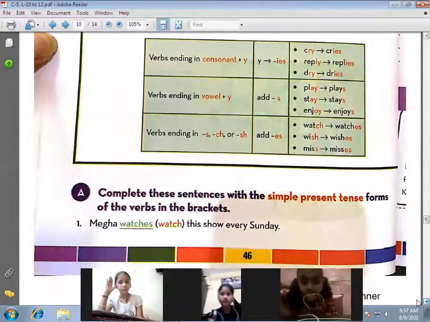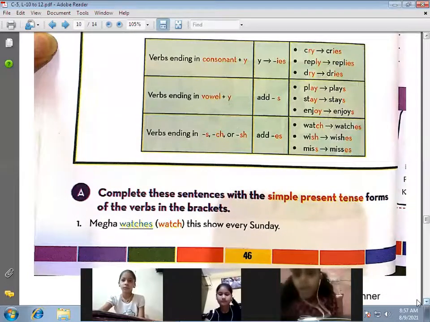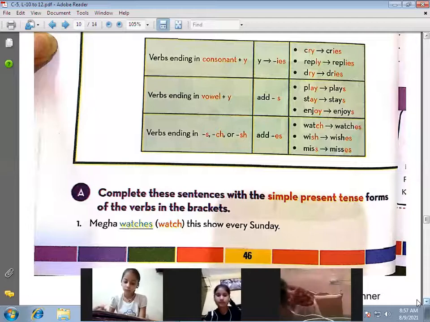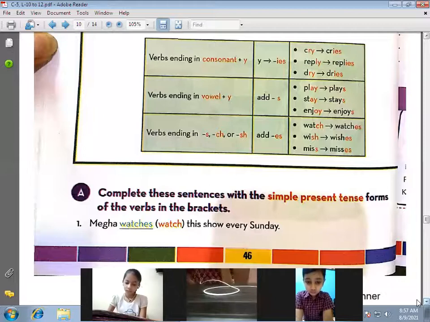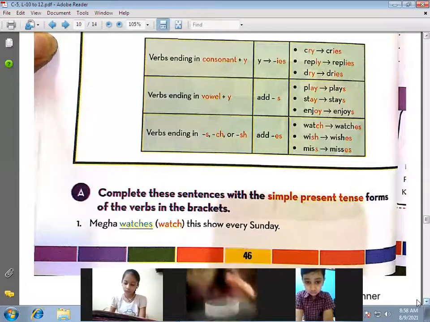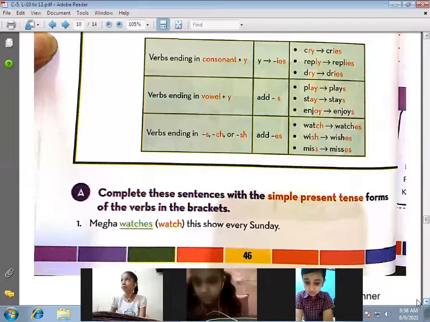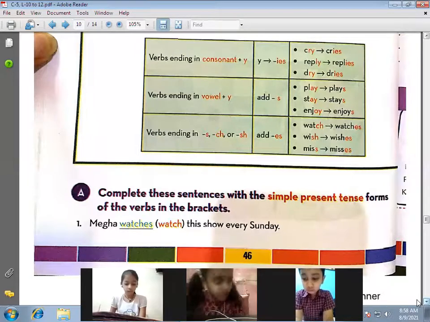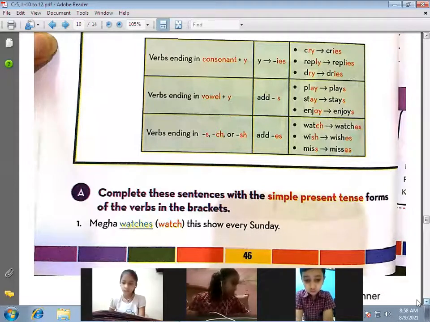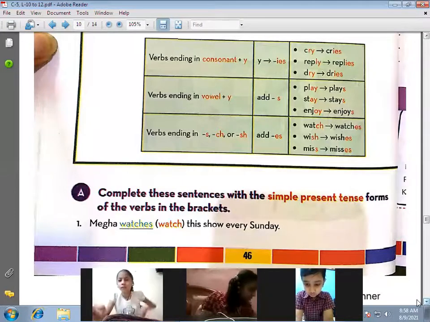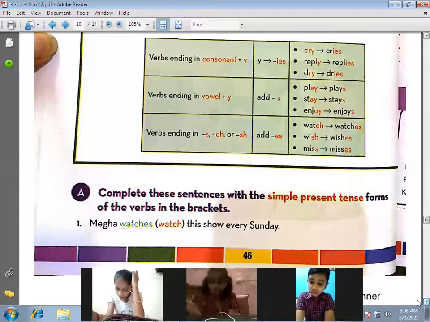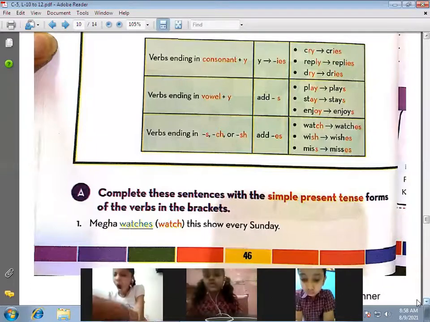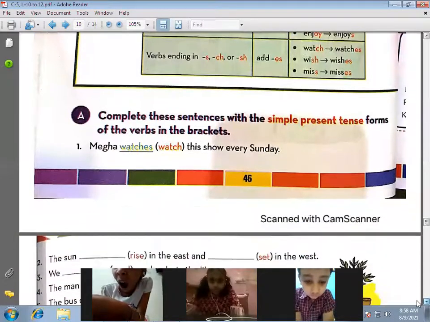So now let's do exercise 1, exercise A. The first one is done for you in this exercise. Complete these sentences with the simple present tense form of the verbs in the bracket. Megha watches this show every Sunday. So this action happened regularly on every Sunday. So here we are talking about Megha. Megha is the singular noun. So we will add es after this verb. Watch. Watch is ending with ch. So we will add es at the end. Watches.